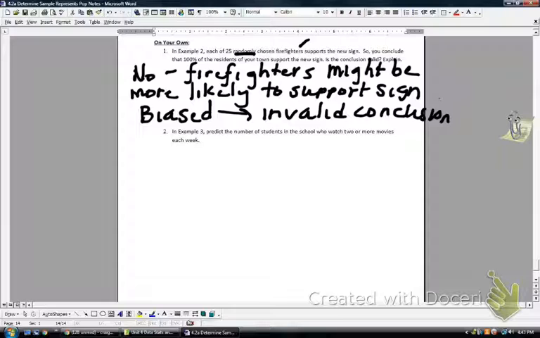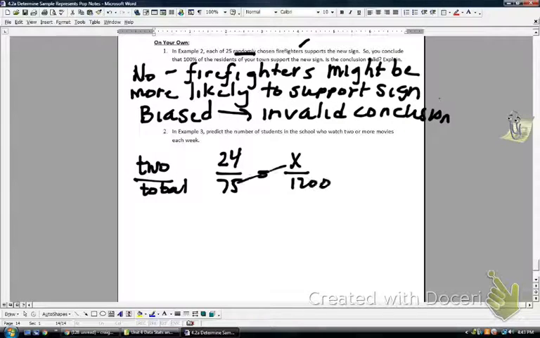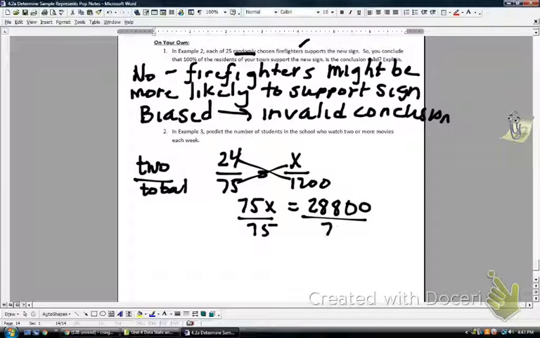All right, then in example 3, it says predict the number of students in the school who watch 2 or more movies each week. So we have 2 or more out of the total. It looks like 24 students watch 2 or more movies a week out of the 75 who were surveyed. And then the rest of it's going to be the same. Cross the equal sign and multiply. When I do that on my calculator, I get 28,800. Divide both sides by 75. X equals 384 students watch 2 or more movies a week.